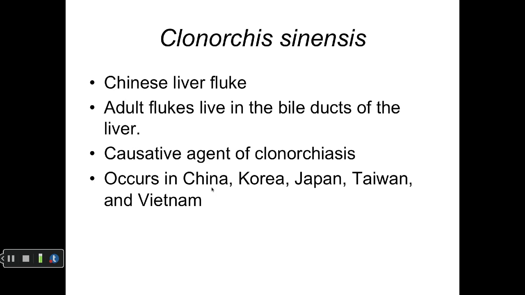All right, the next digenetic trematode on our list is the Chinese liver fluke, which is in the family Opisthorchiidae.